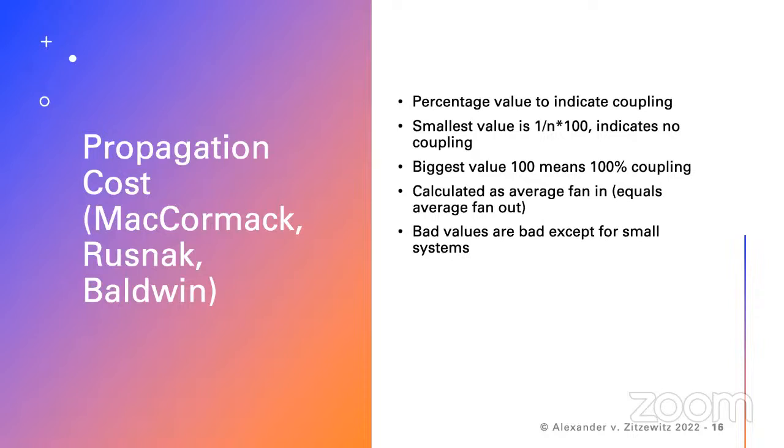That's why you have to take this metric sometimes with a grain of salt, and it's still useful to know how many compilation units you have to get a comparison. Because if you have 100 compilation units and your propagation cost is 10%, it's an excellent value. But if you have 10,000 compilation units and your value is 10%, it's a little bit more concerning.